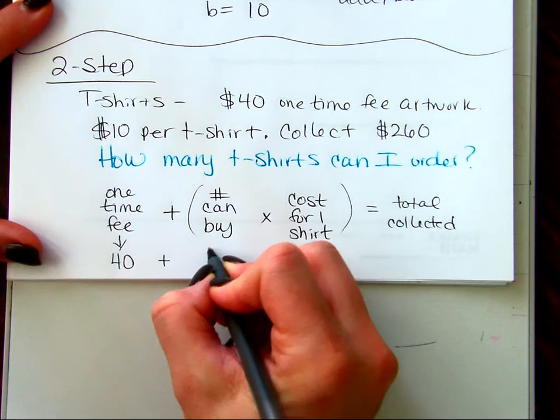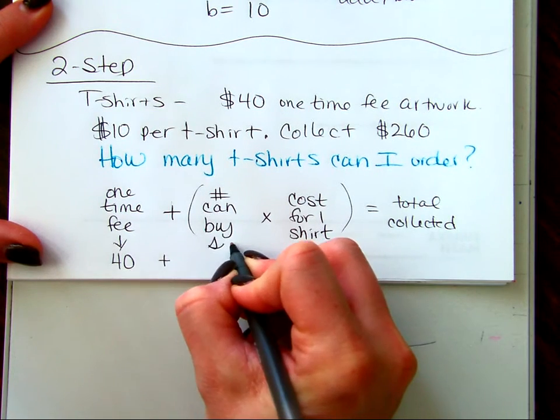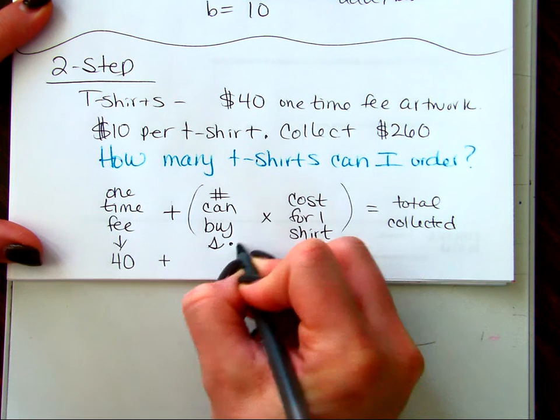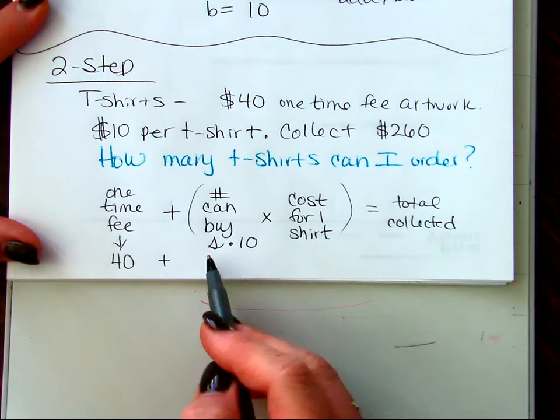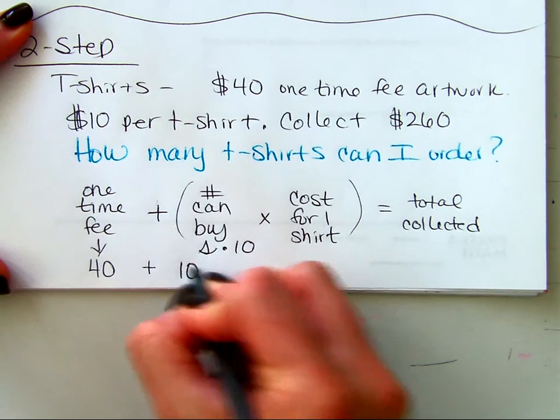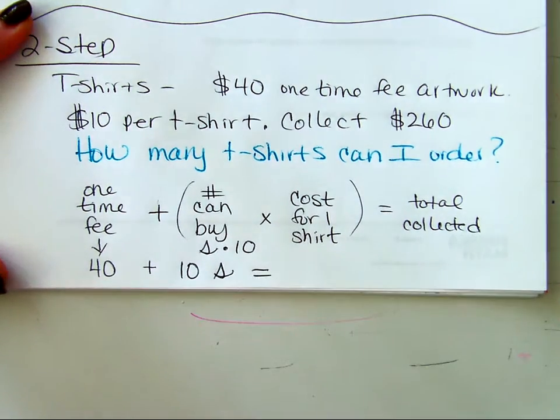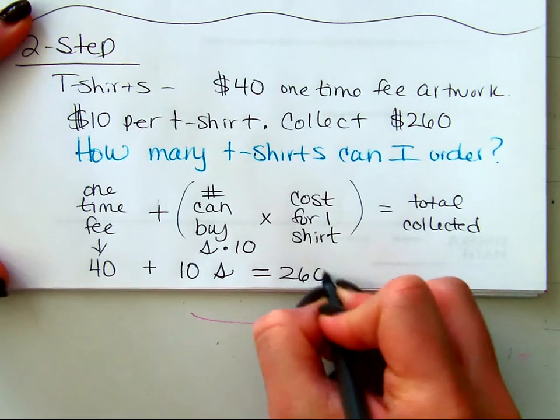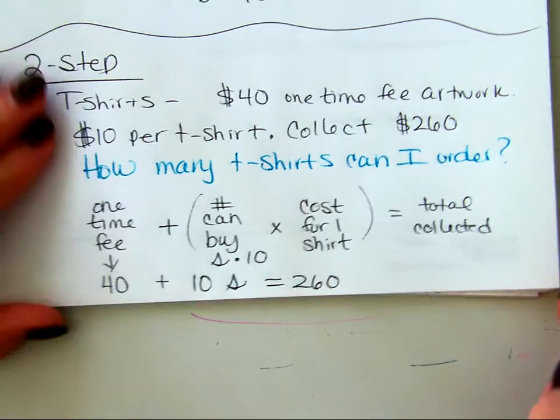So we're going to say S times the cost for one shirt is 10. But I don't really write it S times 10. We already talked about that. You're going to write it 10S. And that has to equal the total that you have collected, right?